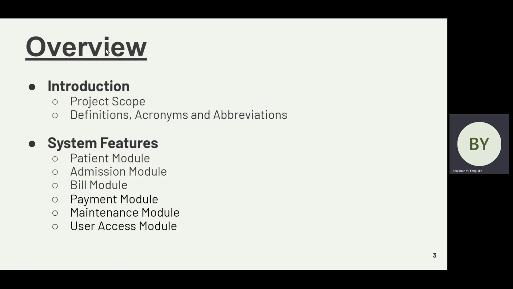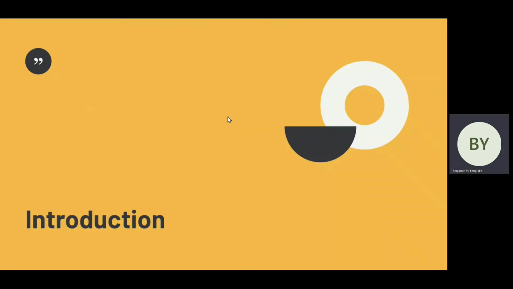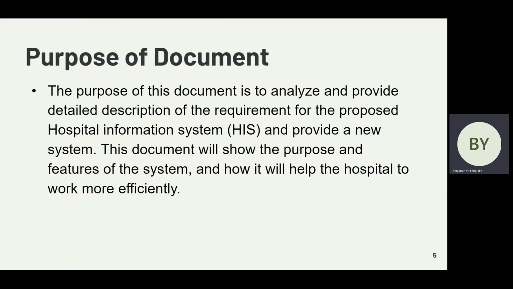So this is an overview of this presentation: the introduction, the project scope, and the system features below. Later, each member will present their individual parts. I will present the introduction first. The purpose of this presentation is to analyze and provide a detailed description of the requirements for the proposed hospital information system and provide a new system for it. We will show the purpose and features of this system and how it will help the hospital work more efficiently by replacing their legacy system.